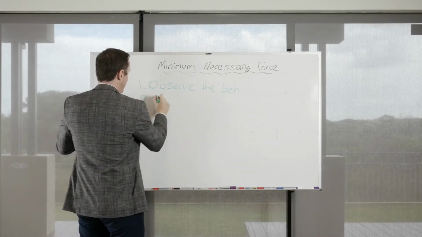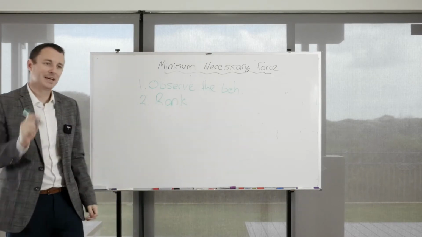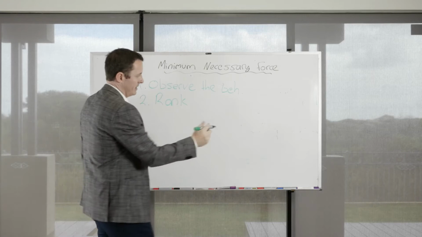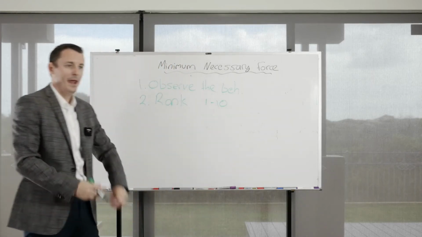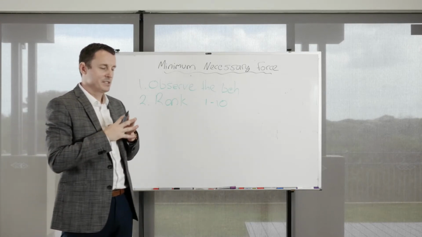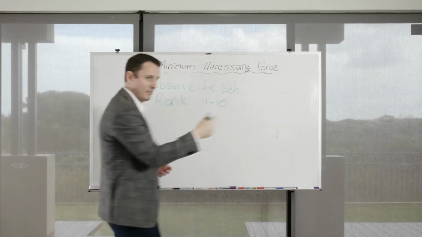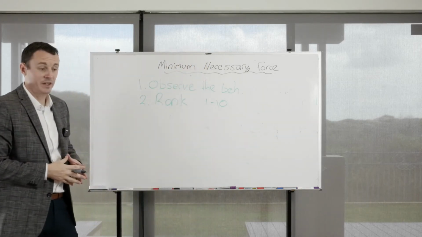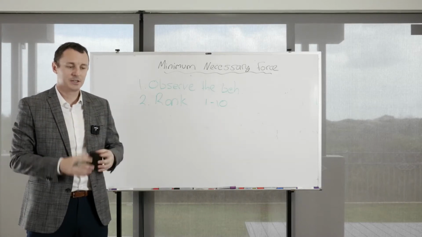Now, the second thing we're going to do is to rank that behaviour. We need to make a decision, and I like to think of it on a scale of 1 to 10. On a scale of 1 to 10, how impactful or how serious is that particular behaviour? Now, you could also think of it as a low, medium, high thing. You could think of it in terms of the other 2 or 4 categories in the types of behaviour.